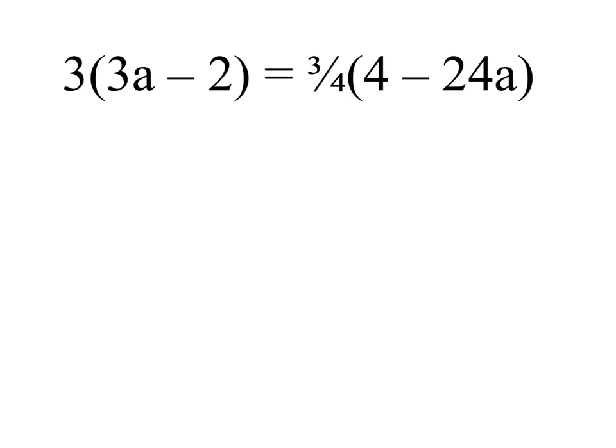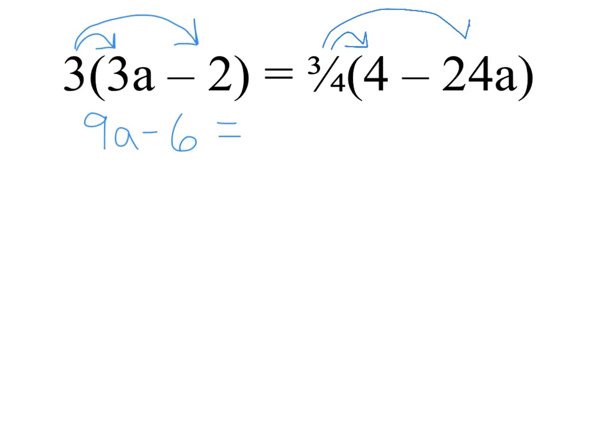Now, everybody's favorite thing, which is fractions. So let's start with this side. So we're going to distribute the 3 to the 3a and the 3 to the negative 2. So 3 times 3a is going to give us 9a. 3 times negative 2, we're going to subtract 6. And then we're going to come over here. We're going to distribute the 3/4 to 4 and 3/4 to negative 24.